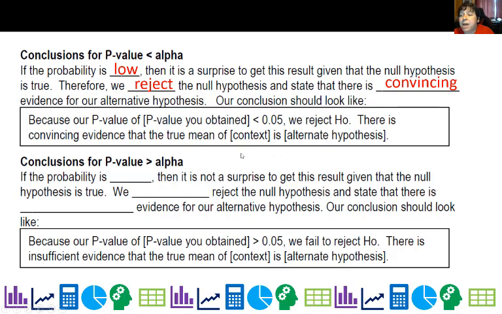If our p-value is high compared to whatever our alpha is, and typically it's 0.05 if it's not given, though it could be 0.01 or 0.10, then we fail to reject the null and state that there is insufficient evidence for our alternative. And this is what our conclusion would look like.